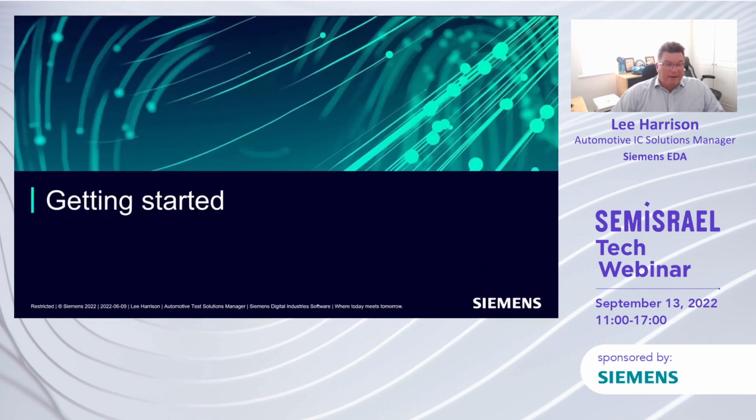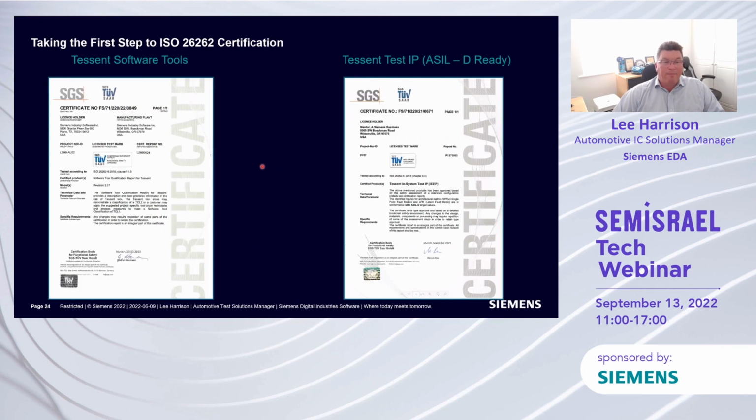So how do I go about getting started? Well, as I said, we have two levels of ISO certification. Firstly, all of our Tessent test tools are certified to ASIL TCL, which is a tool readiness standard. And then all of our Tessent IP, so the memory BIST, logic BIST, and in-system test, is also certified to ASIL level D.